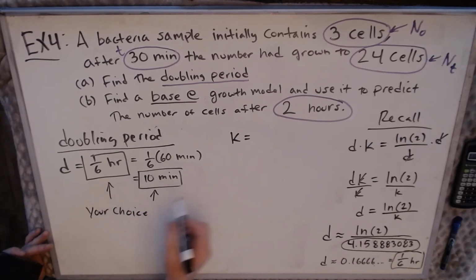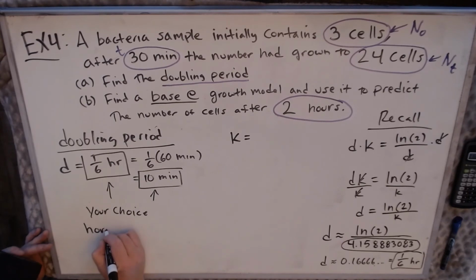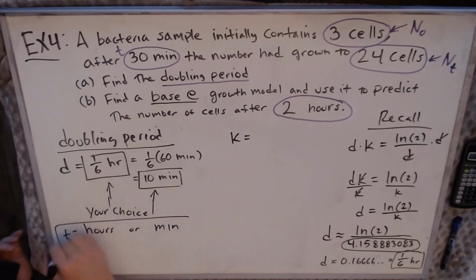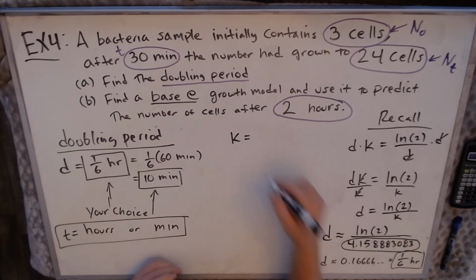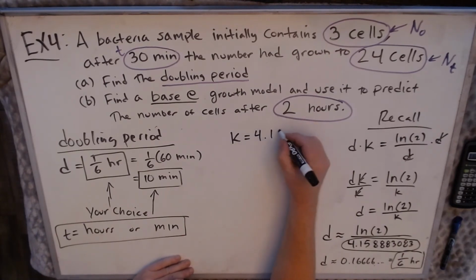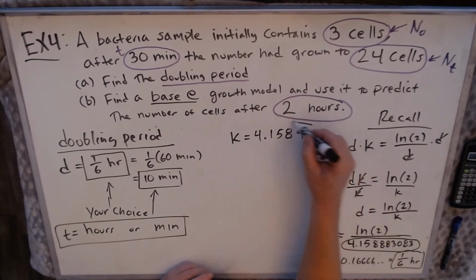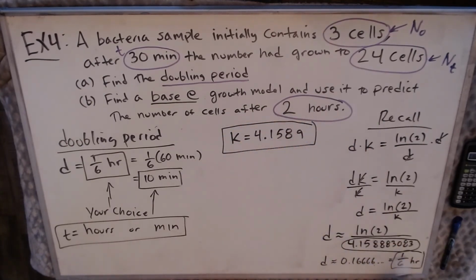In this particular problem, you could measure T using hours, or you could do minutes, and it is your choice. But once you've made your choice, you made it. So at this point, I'm just going to go ahead and round this value. It's just a lot easier to write down the K because I'm about to erase my calculation here.